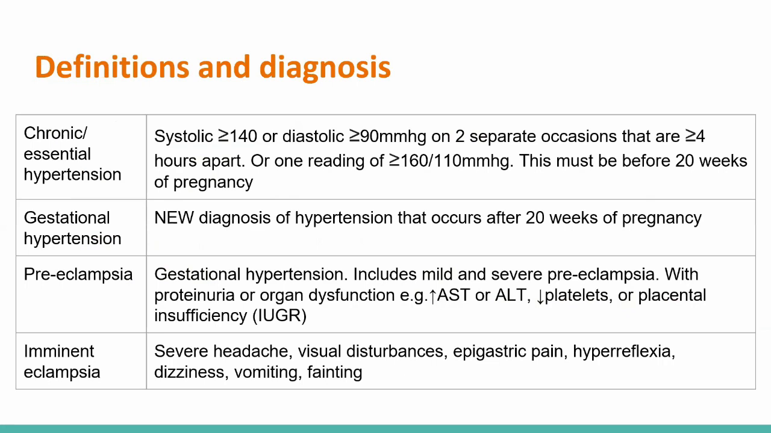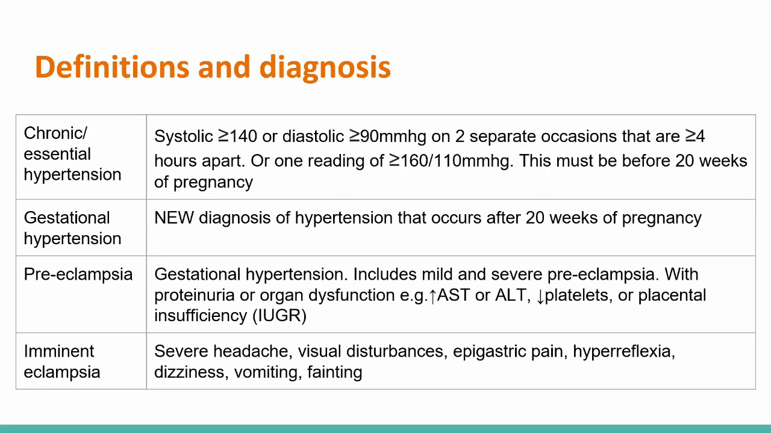So looking at some of the definitions and the diagnosis. Chronic and essential hypertension is defined as a systolic blood pressure of 140 or more, a diastolic of 90 or more, and this must happen on 2 separate occasions that are at least 4 hours apart, or one reading of more than 160/110 millimeters of mercury. This also must be before 20 weeks of pregnancy, otherwise we cannot really call it chronic or essential hypertension. If it occurs at or after 20 weeks of pregnancy, this is then defined as gestational hypertension.